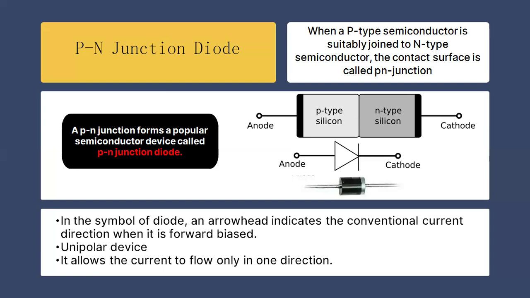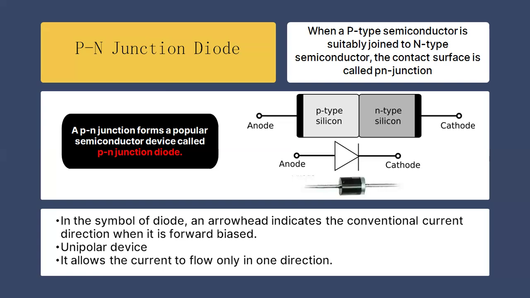It is a two-terminal device having an anode and a cathode. The terminal connected to the p-type semiconductor is the positive terminal, called the anode, whereas the other terminal, connected to the n-type semiconductor, is called the cathode, or the negative terminal. Next is the symbol of the PN junction diode, in which the vertical line is the negative terminal, or cathode, whereas the other terminal is the anode.